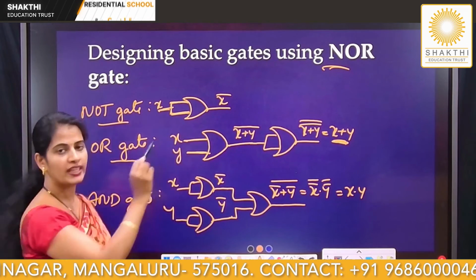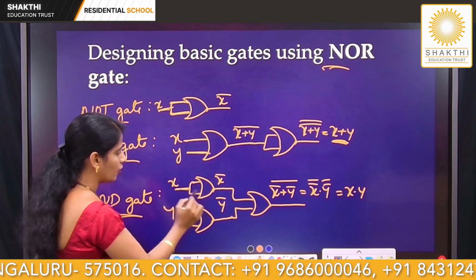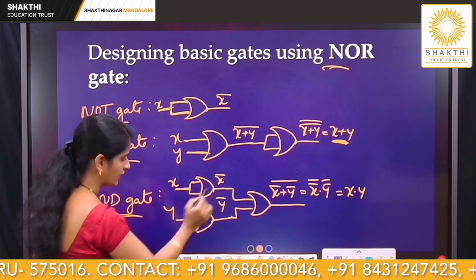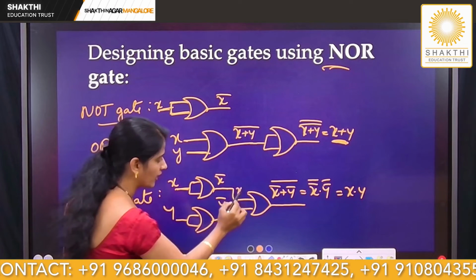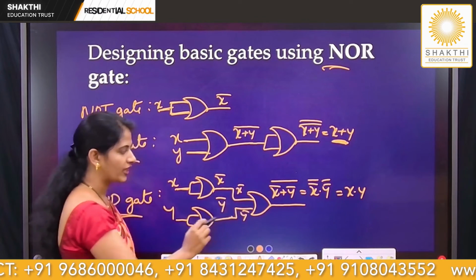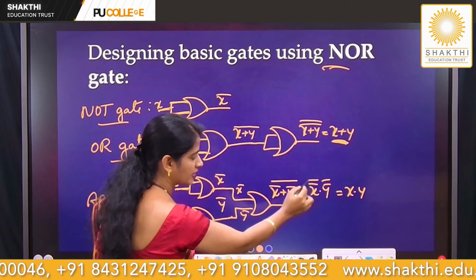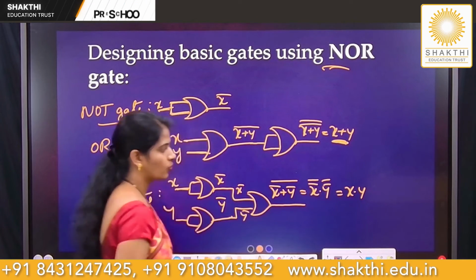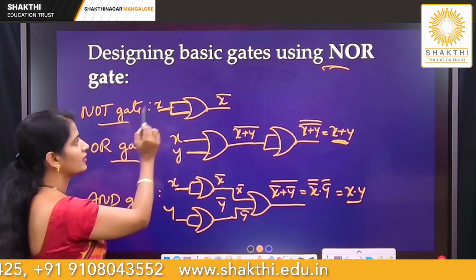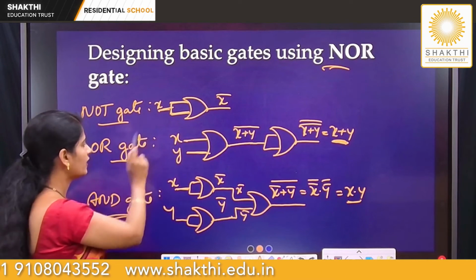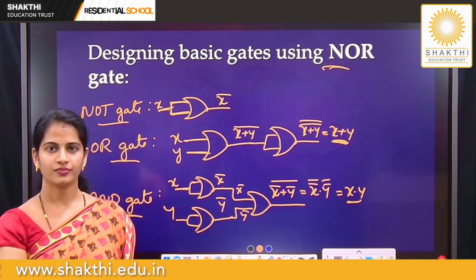If you use NOR gate thrice, you can get AND gate. Using NOR gate just for x once, you will get x bar. Using NOR gate just for y once, you will get y bar. If you give x bar, y bar to NOR gate again, you will get x bar plus y bar whole bar, which can be written as x double bar dot y double bar, that is equal to x dot y. To remember, you can use NOR gate once to get NOT gate, twice to get OR gate, thrice to get AND gate.